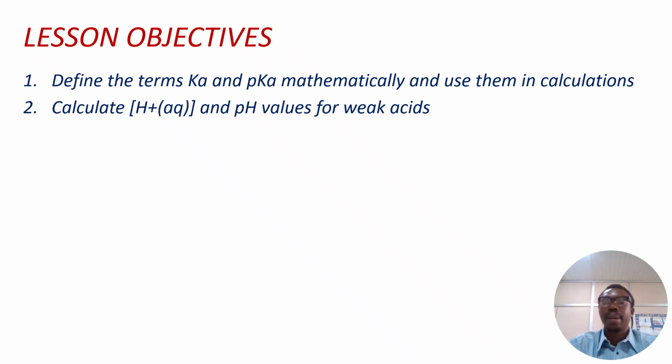I'm Mr. Joseph, your chemistry teacher, still on ionic equilibria. These are the lesson objectives for us. We're looking at Ka and pKa, and also calculating the hydrogen ion concentration and the power of the hydrogen ion concentration. Students should be able to define the terms Ka, which is the acid dissociation constant, and pKa, represent them mathematically, use them in calculations, and calculate the hydrogen ion concentration and the pH values for weak acid. Please, I want us to listen attentively and get the best from today's lecture.